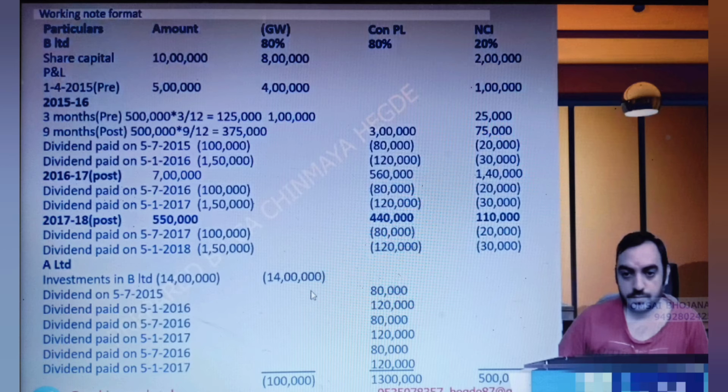And these incomes, remember these dividends will be transferred to the holding company's P&L account. So we don't have information of the holding company's P&L, but the holding company's P&L would ultimately come to CONPL. These same amounts, 80,000, 1,20,000, all these amounts would be part of the holding company P&L.